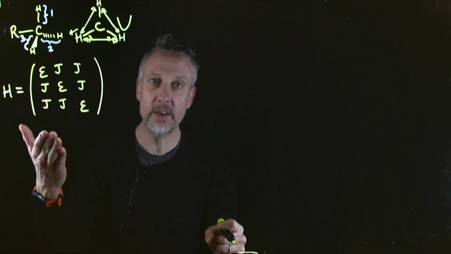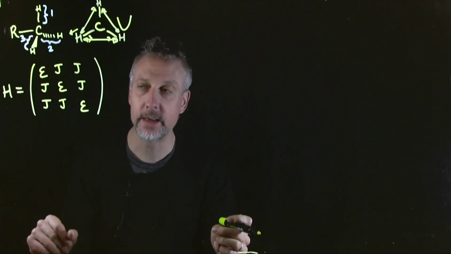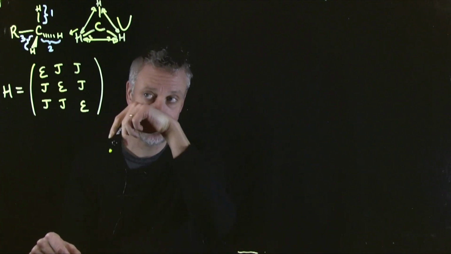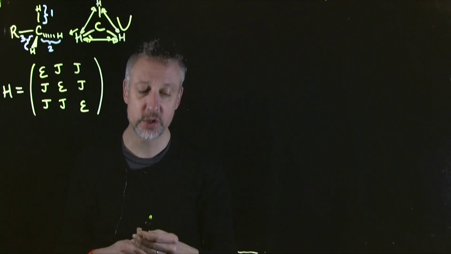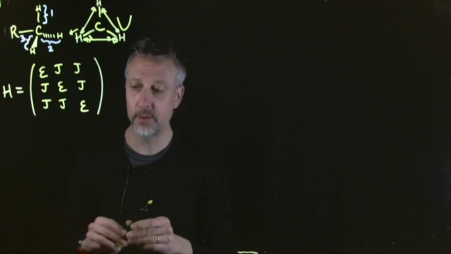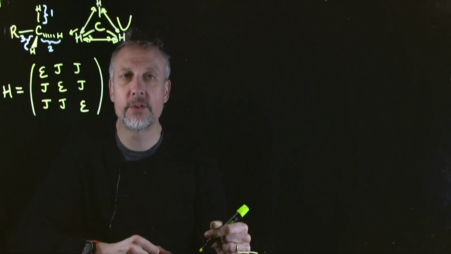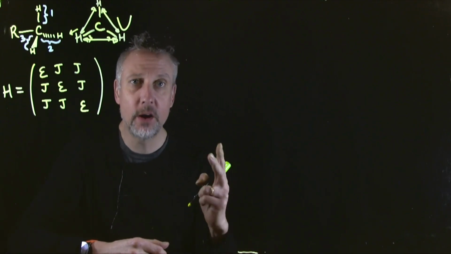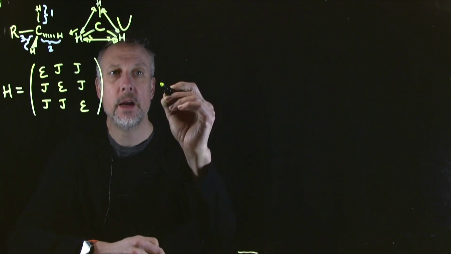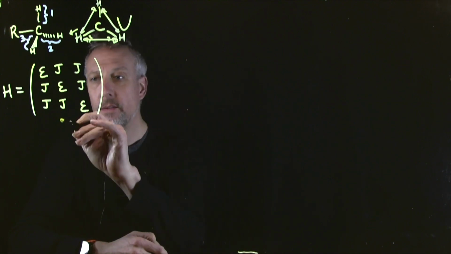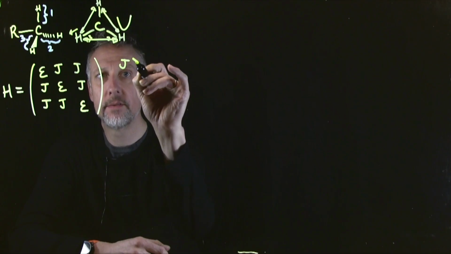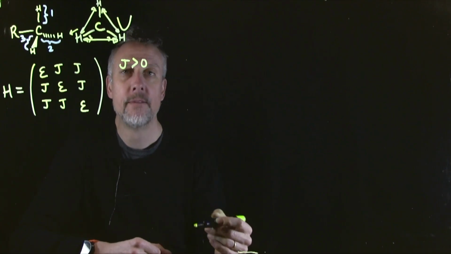And the cool thing about this is you can just write down immediately the eigenvalues and the eigenvectors. There's an analytical solution to this one, and I will write it down for you. Okay, so there's 3 eigenvalues, of course, and 2 of them are degenerate, okay? And I'm going to write it assuming for now that J is positive. We're going to see if that's true or not.